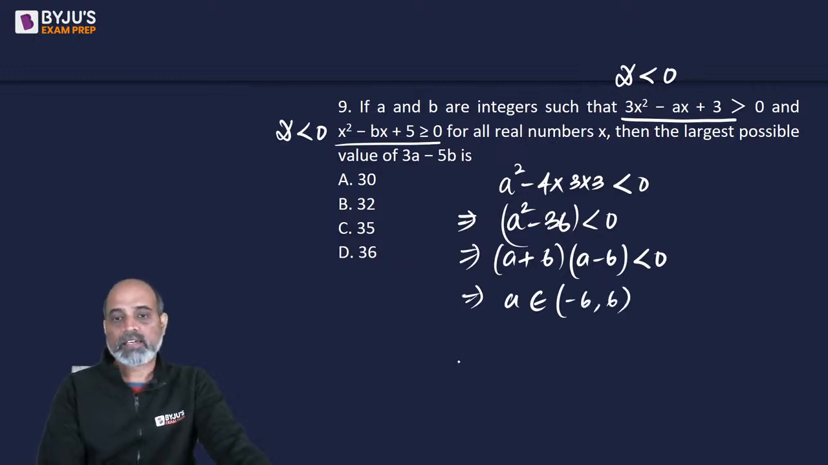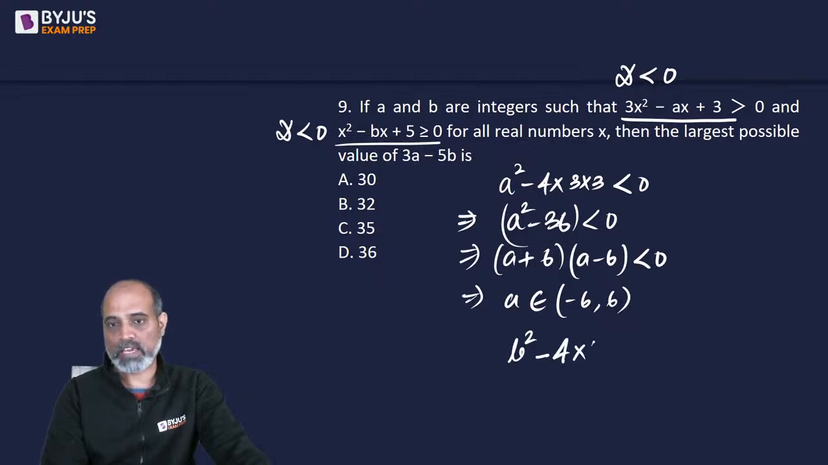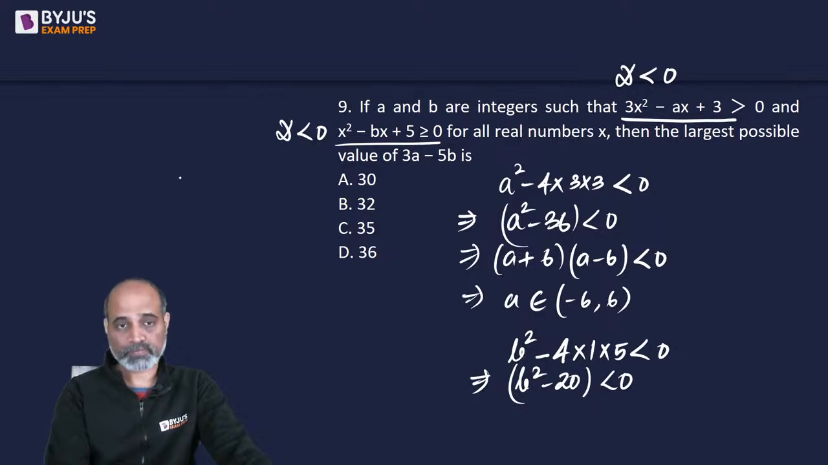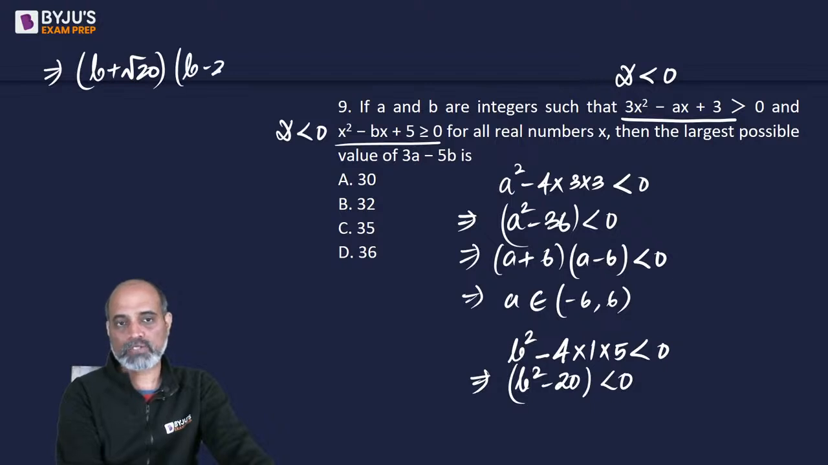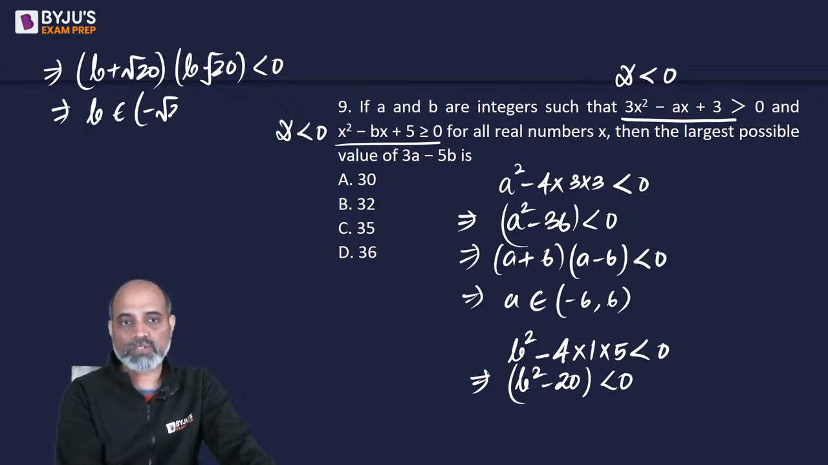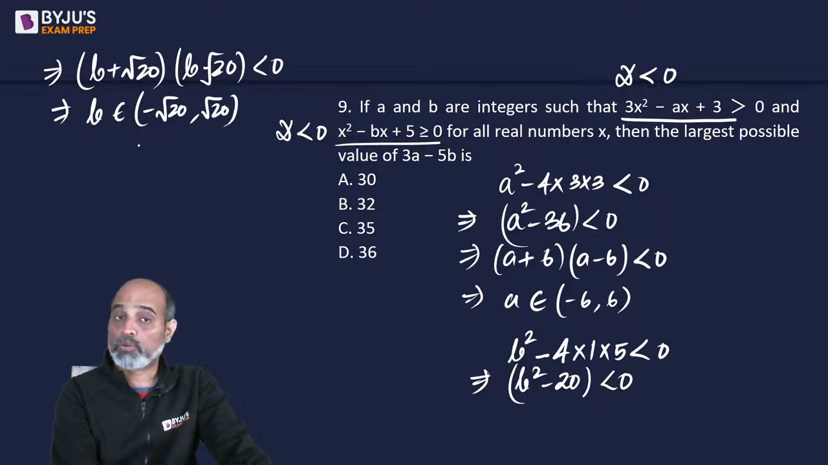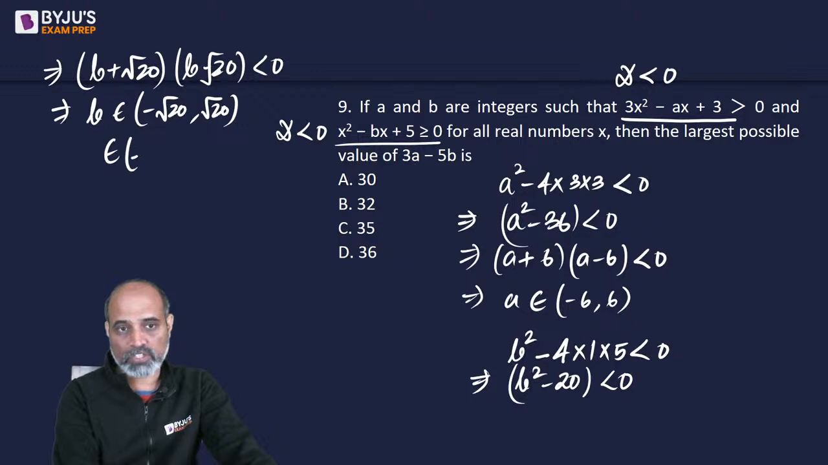Now the next one, the second discriminant also has to be negative, so this will give us b square minus 4ac. So this will result in b square minus 20 less than 0. So this results in b plus root 20 into b minus root 20 less than 0. So this gives us b from minus root 20 to root 20. Now root 20 is 4 point something, right? So this is minus 4 point something to 4 point something.